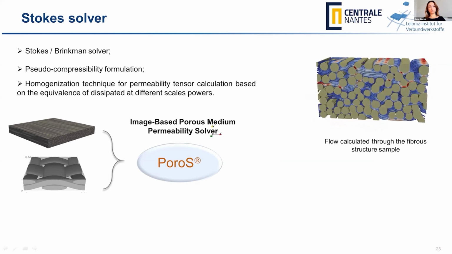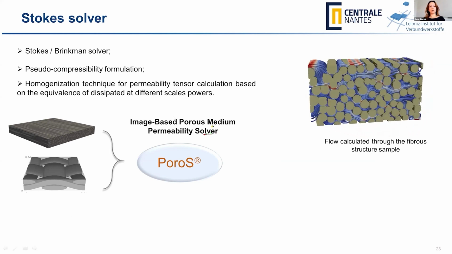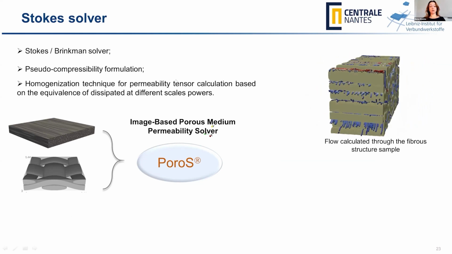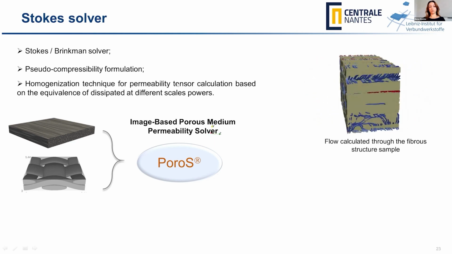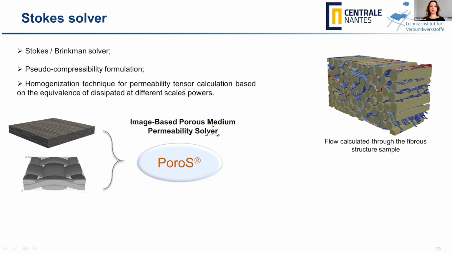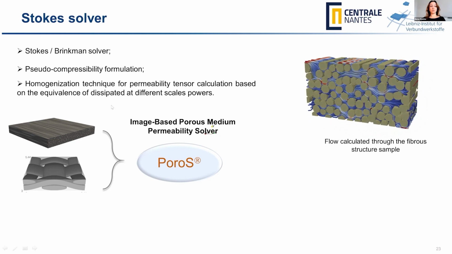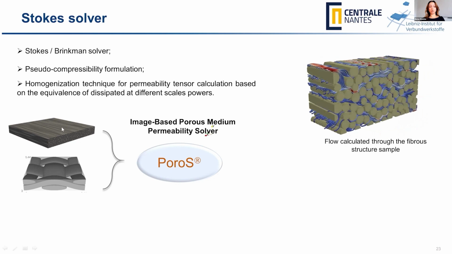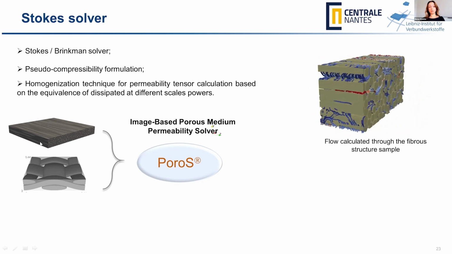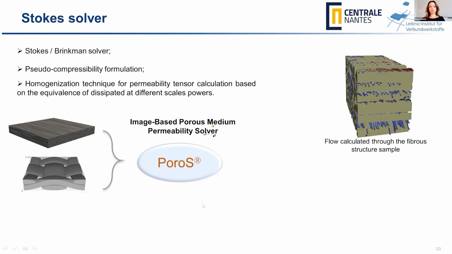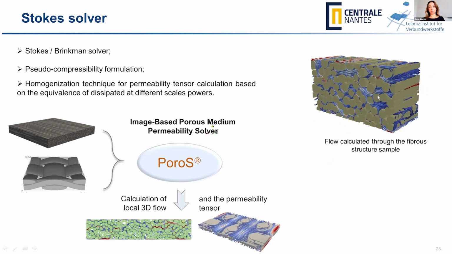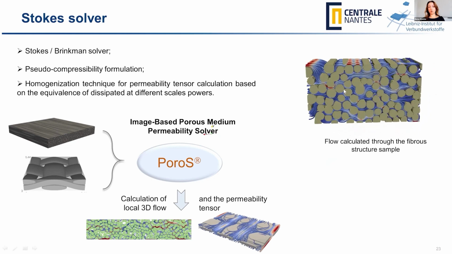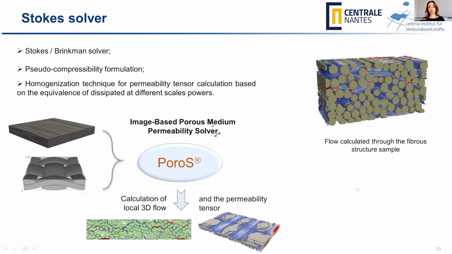It's a Stokes-Brinkman solver. A pseudo-compressibility formulation is used because it allows reducing the number of degrees of freedom. Only the velocity field is resolved, and it uses the homogenization technique. And so its name is Porous, and it allows calculation from real images or digital twins, as you can see here. And this is an example from this benchmark. You can see the complex flow field that we can obtain through this kind of microstructure.